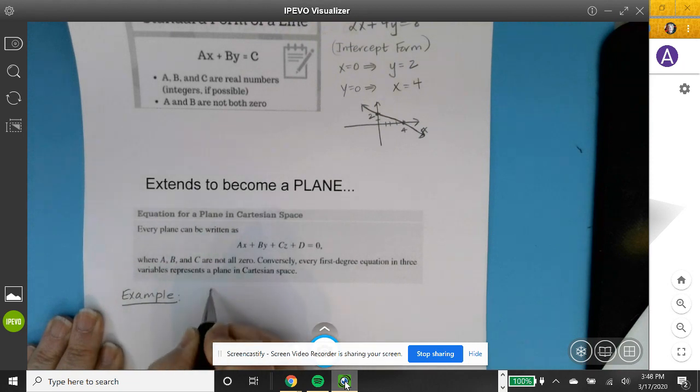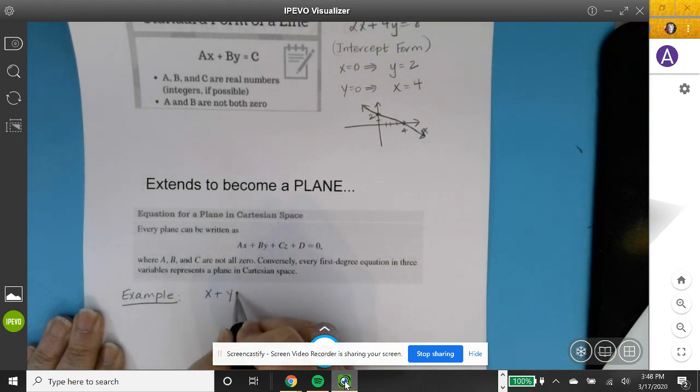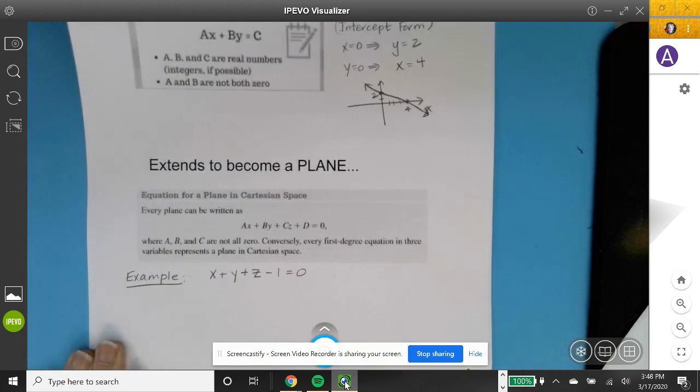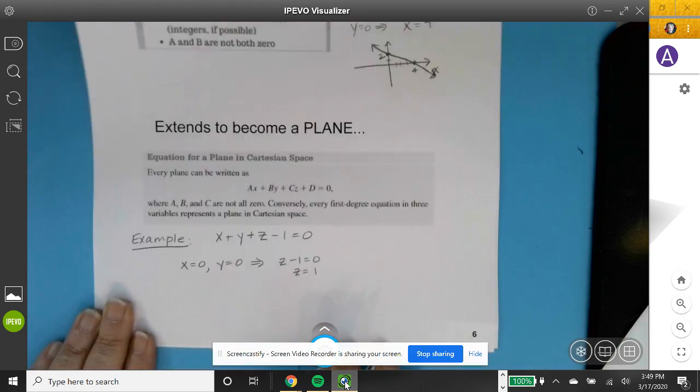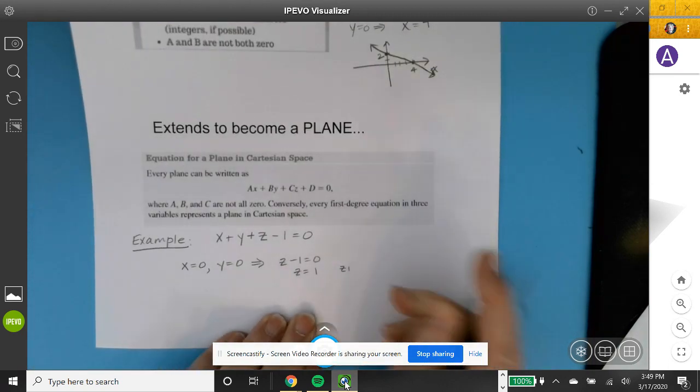My example is going to be really simple. It's going to be x plus y plus z, and we're going to let d equal 0. Well, no, we'll go minus 1 equals 0. That's a more interesting plane. Well, what happens when I let x and y equal 0? We're going to find the intercepts. When x equals 0 and y equals 0, we get z minus 1 equals 0, which is z equals 1. So this is the z-intercept.